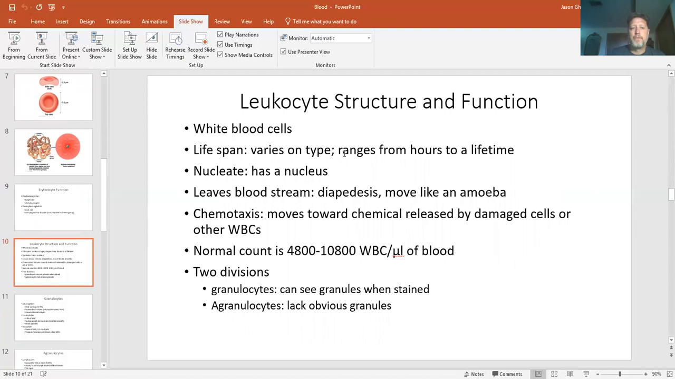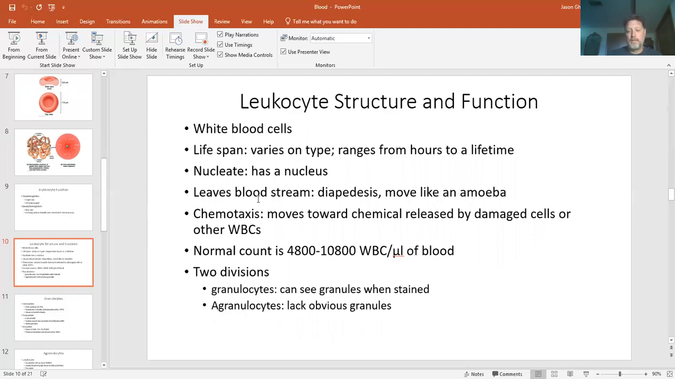White blood cells, right? These vary. Some of them have a very short lifetime, from hours, to some of them can be lifelong protection. Like when we get vaccines, most of our vaccines will give us a lifelong protection, right? And that's from the white blood cells, but not always. Now, these are nucleated. These have DNA in them. So when they talk about getting DNA from blood, they're actually getting it from the white blood cells, not the red blood cells.